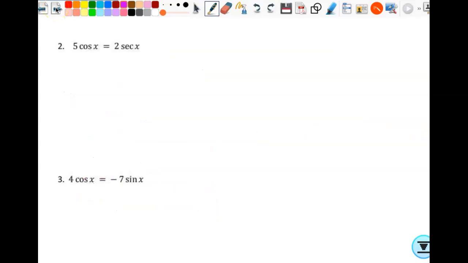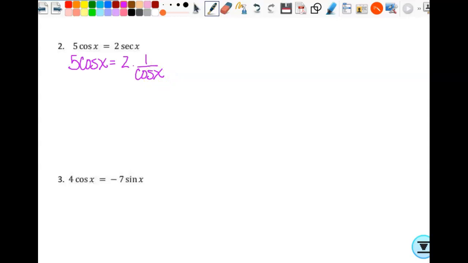All right, let's look at this. I've got 5 cosine x equals 2 secant x. So if I subtract it over and get a common denominator, I don't know that I want to do all that, but what is the reciprocal of secant? Cosine. So let's just go ahead and try that. So let's do 5 cosine x equals 2 times 1 over cosine x. Again, I could subtract it over, get a common denominator, but I'd rather avoid that if I could.